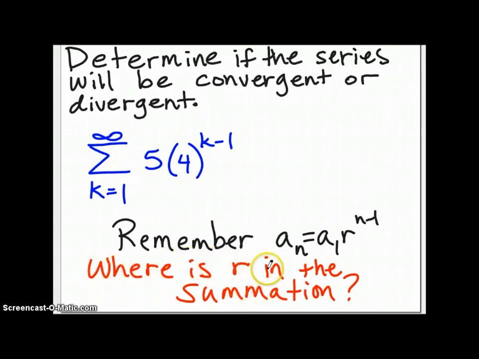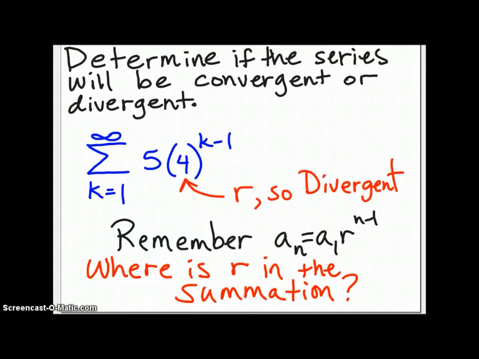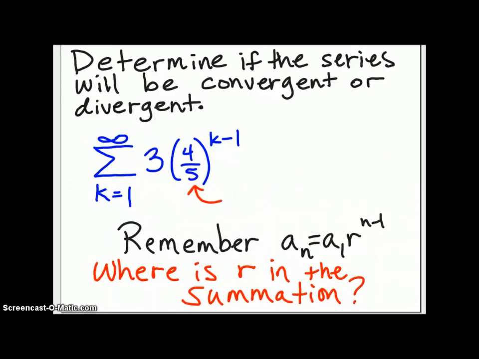So do we remember where r is in this equation? It's really just this part of the equation right here. So where's r? r is right there. So if that r is bigger than 1, which 4 is, then this one is divergent. So this does not have a sum that exists. So let's look at another one. How about this? Does this have a sum that exists? Is it convergent or divergent?